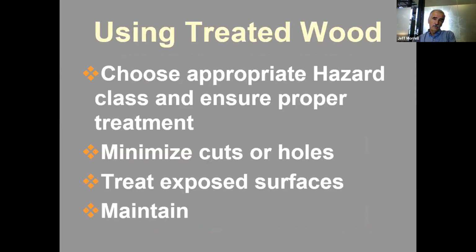Choosing the proper treated wood, you really want to know what your hazard is and ensure that it's properly treated. That's why the end tags are so important. You want to minimize cuts or holes, and where you do have to do that, you want to make sure you treat those surfaces that have been exposed. It's really important to maintain the structure, particularly because treated wood will perform biologically really well, but the UV damage may become severe, and so you want to look at coatings as a part of the treatment system.